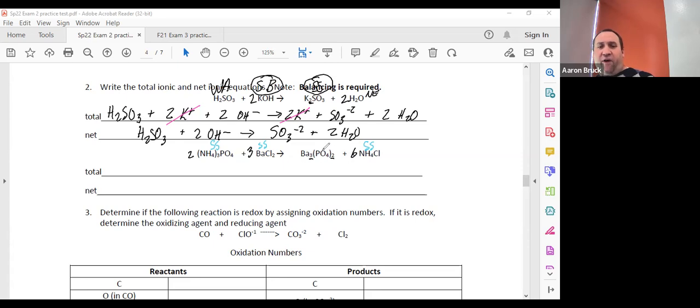Barium phosphate. Phosphates are usually insoluble. The only exceptions are the group 1s and ammonium. Barium is not in group 1, it's in group 2. And barium is not ammonium, so this one is insoluble.